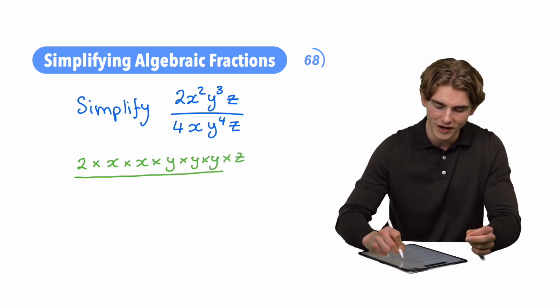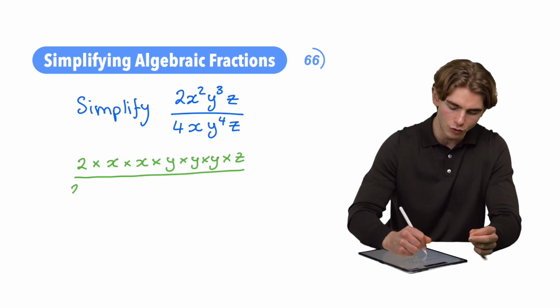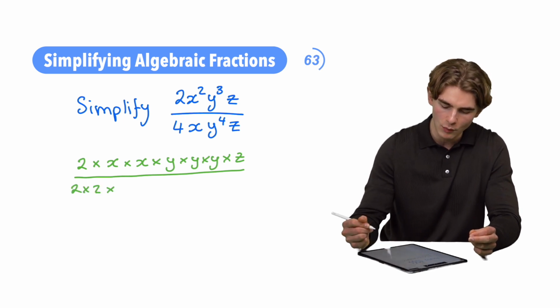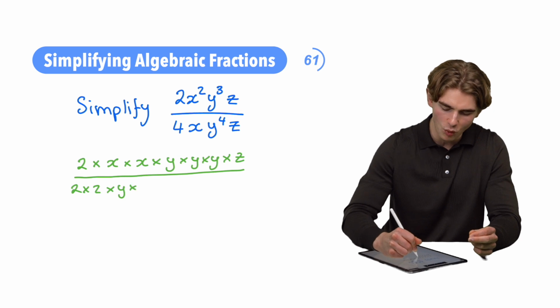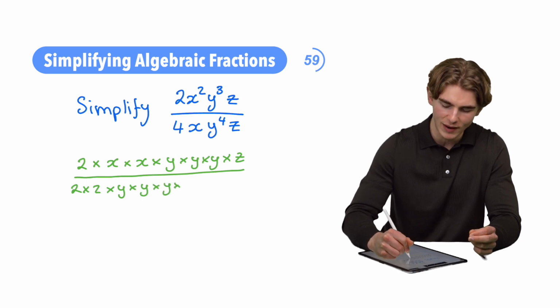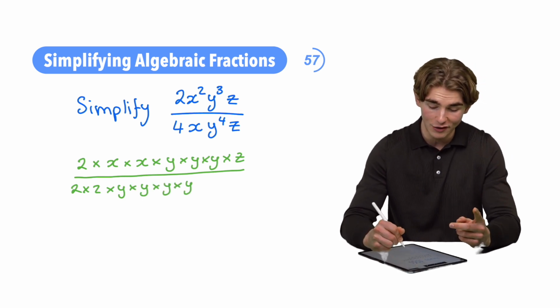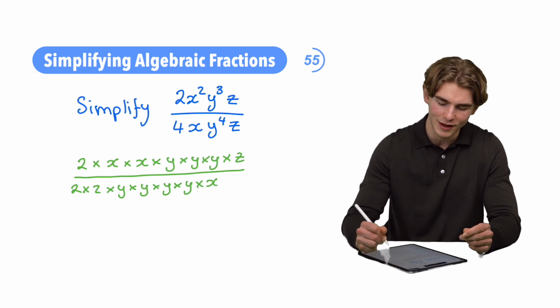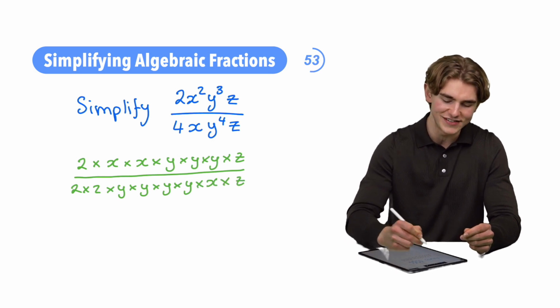On our bottom, what are we going to have? 4. That can be split into 2 times 2. Then we're going to have y times y times y times y. That was our y to the power of 4. I realized I forgot our x, so let's write that in, times x. Then we're going to have times z. Now what can we do?